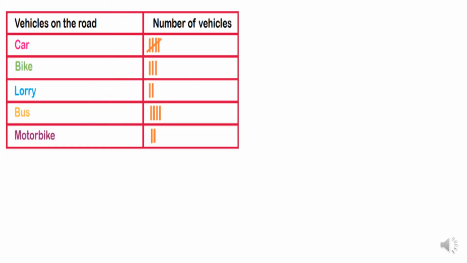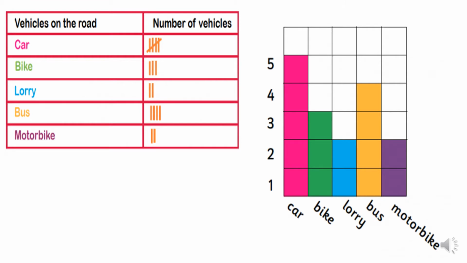Here you can see a tally chart that somebody has made to show vehicles on the road. They counted and they collected their information and they represented it using tally marks. Then that person was able to make a block diagram to represent this information.